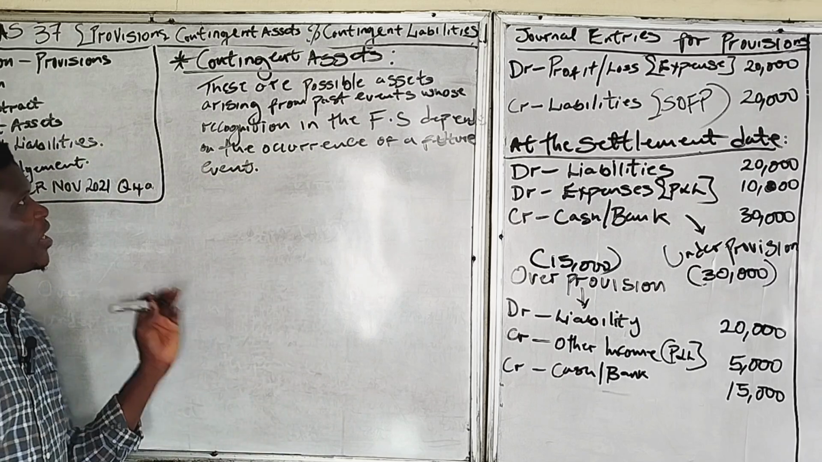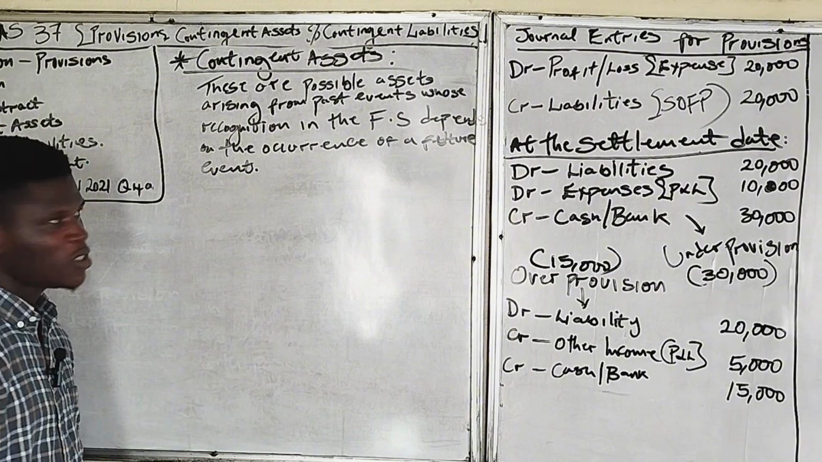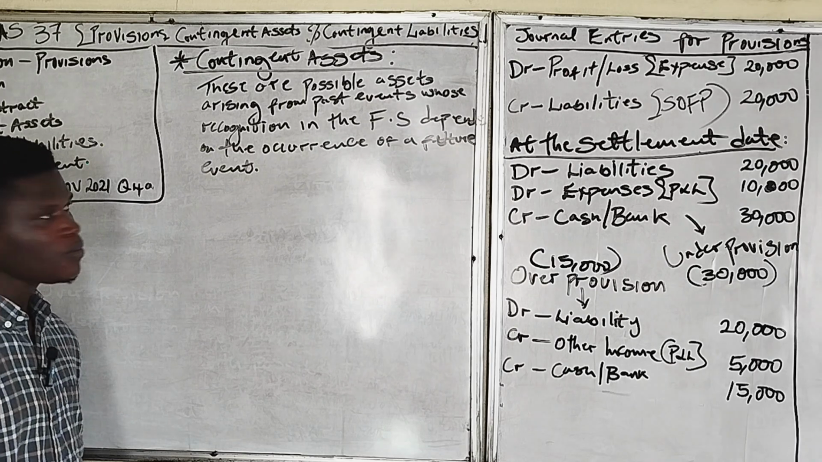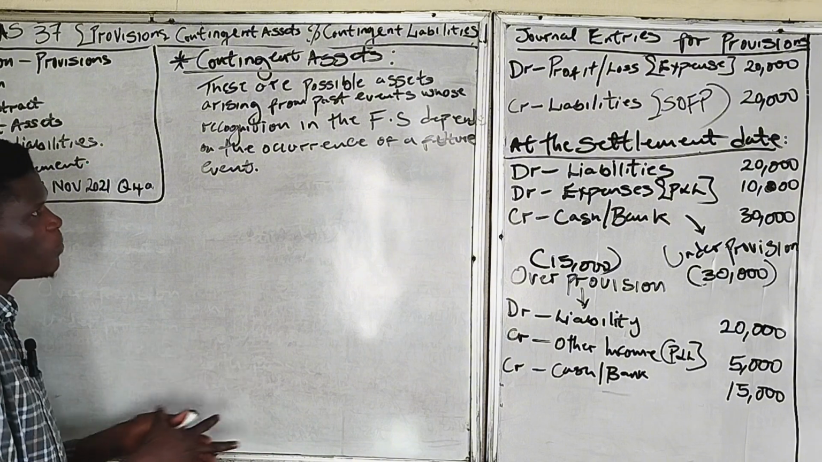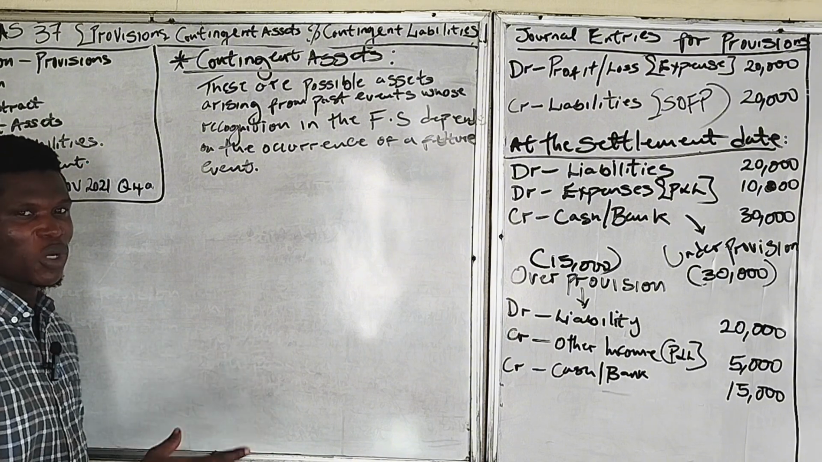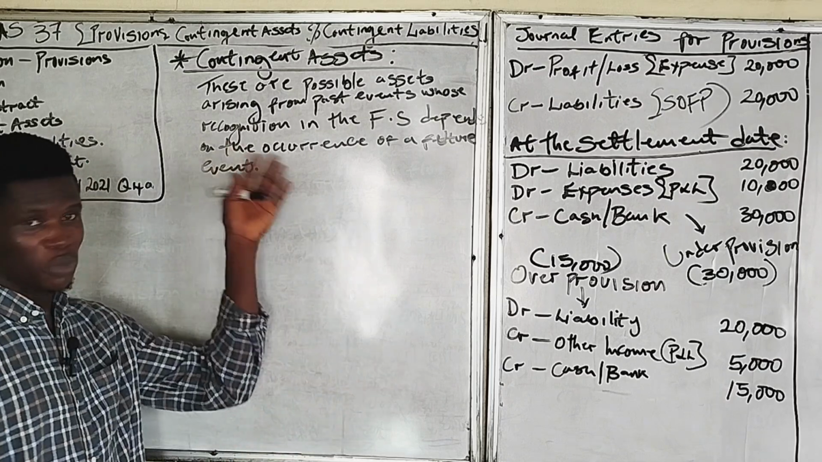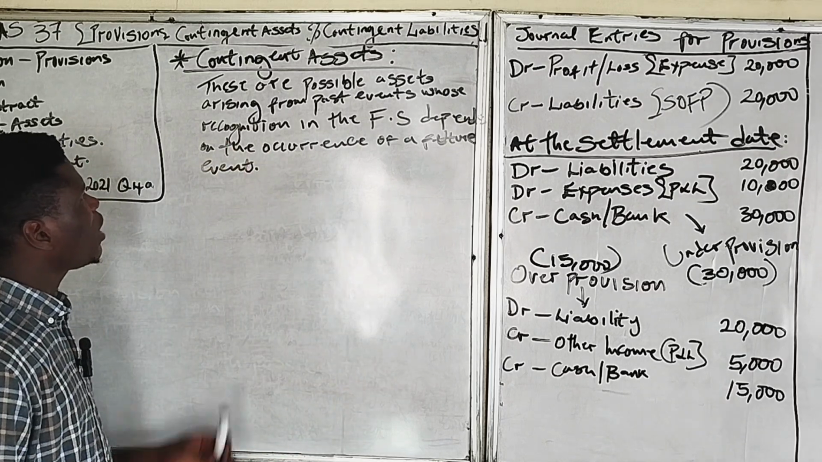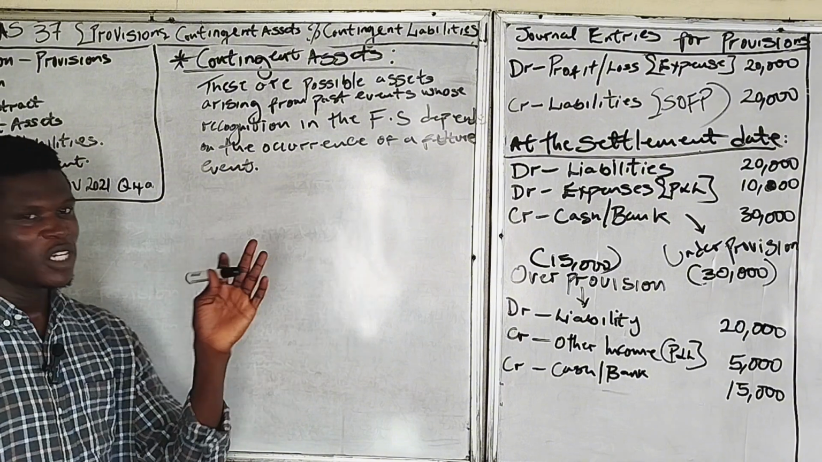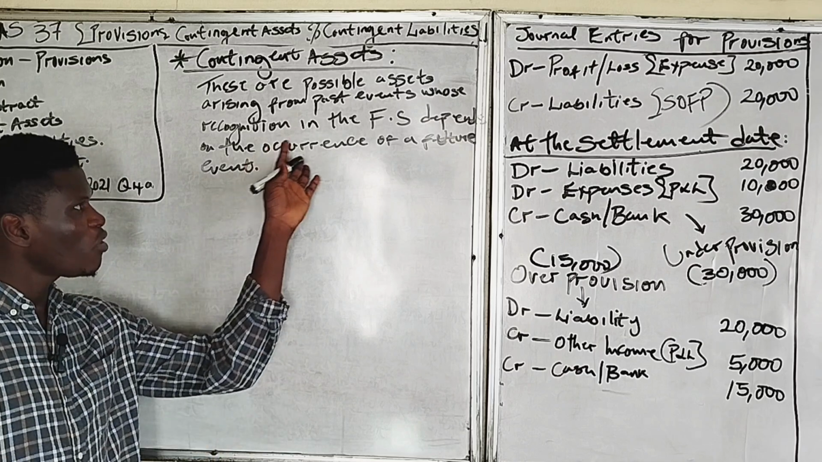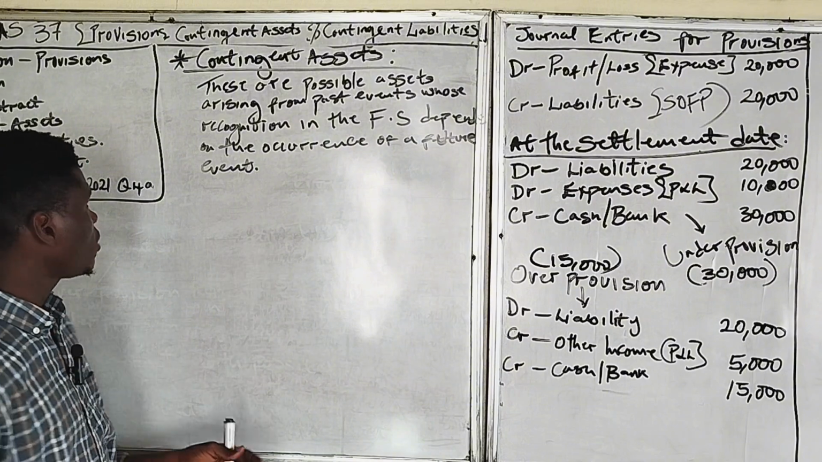So that's contingent assets. They are possible assets arising from past events. Just like the definition of assets, we said these are resources as a result of past events. So automatically they must be as a result of past events. Something must have happened for us to be able to have this particular thing as an asset in our statement of financial position, which is to be recognized. So for us to have an asset, there must be a past event. It cannot be recognized in the financial statement depending on the occurrence or non-occurrence of a future event. So that's for contingent asset.